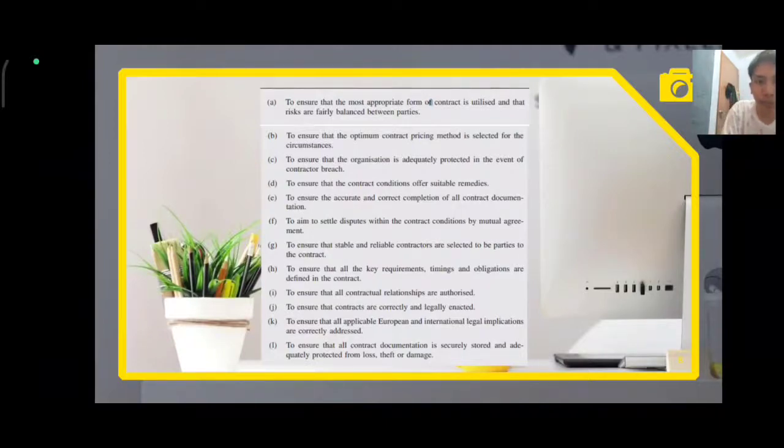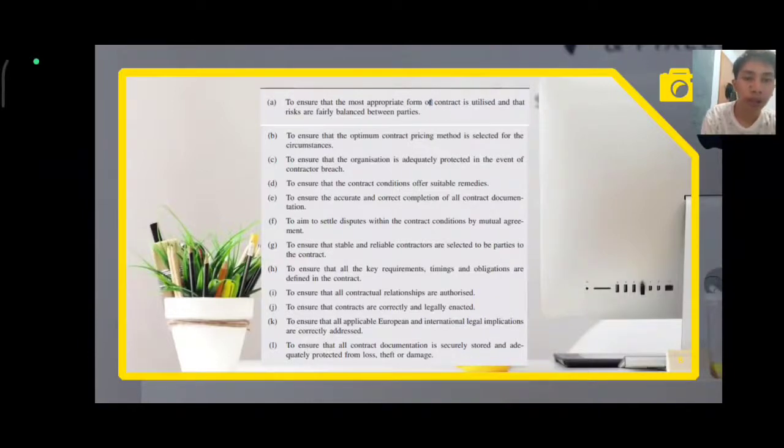Then, H is to ensure that all key requirements, timings, and obligations are defined in the contract. Dapat dito, ini-ensure niya ni selection letting of contract na naka-include lahat ng important information, lahat ng rights, lahat ng obligations. Dapat nandun na mismo sa contract na ginawa para do sa parties.